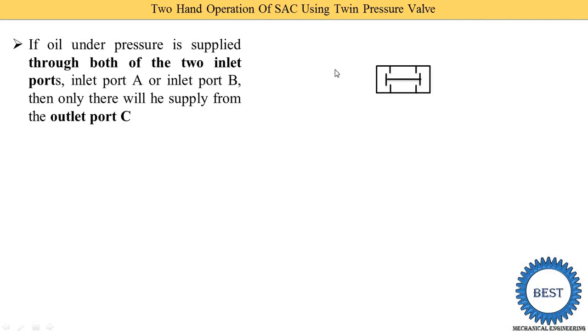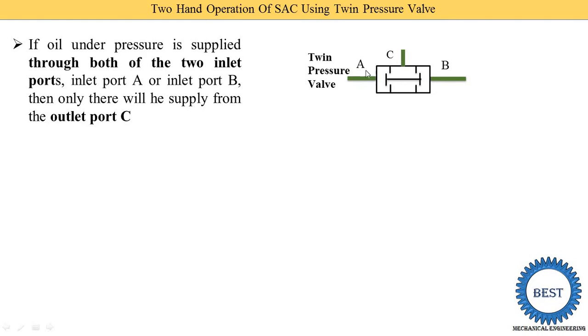Now here you see this animation of the twin pressure valve. This is the symbol of the twin pressure valve. Here is the inlet A, on the right side is the inlet B, and on the top side of the twin pressure valve is the outlet port C. Suppose we only supply the oil from the A port, then what happens? This valve is floating inside. Here you see this symbol. Suppose we only supply the oil from the A side, then this plot touches this support, so oil is not supplied.